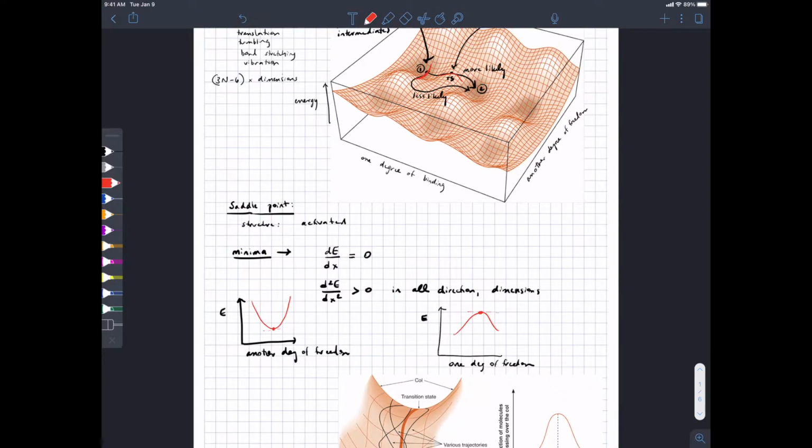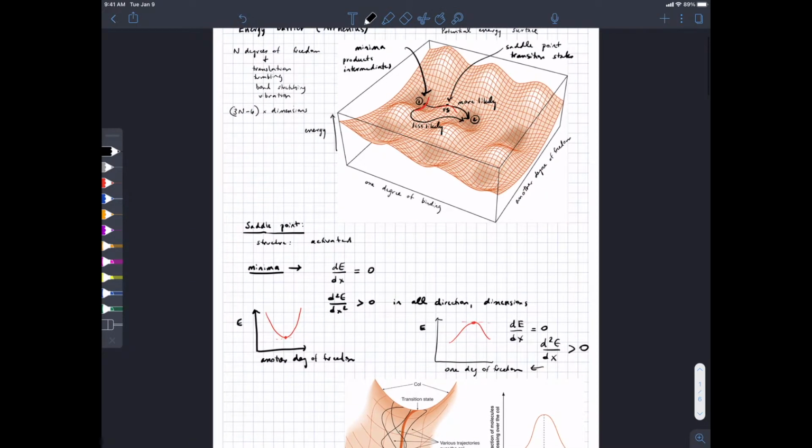And of course, at a maximum, the first derivative is zero too. So how do you tell maxima from minima? Well, notice, even though at the saddle point, the first derivative with respect to whatever this degree of freedom is equals zero, what do you notice about the second derivative? It's negative, right? Because the slope is decreasing, right? So one of the things that characterizes maxima is that the second derivative is less than zero.